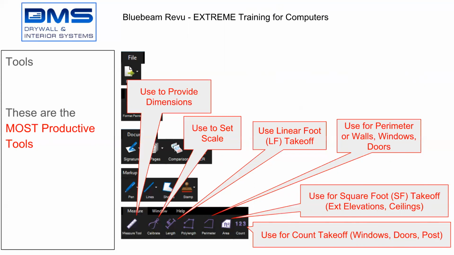The area tool is used for square foot takeoff. I use this for exterior elevations or ceilings. And then there's another tool for count. I use it for windows, doors, posts, items that I want to count how many quantities of.